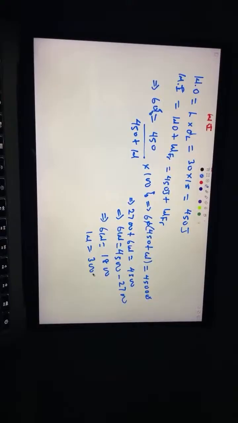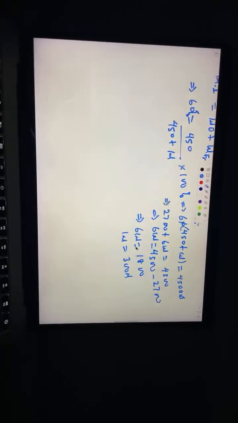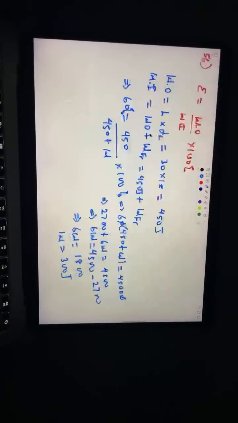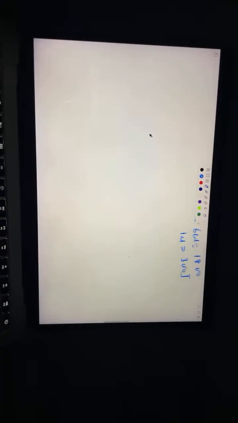So W is 300. Work done in overcoming friction will then be 300. Sorry, work done is in joules, so 300 joules. Which question did I just finish? That was question 56. So going to question 57 now.